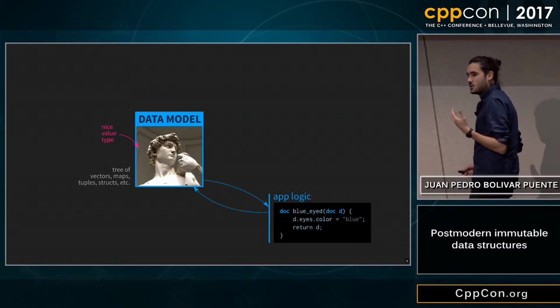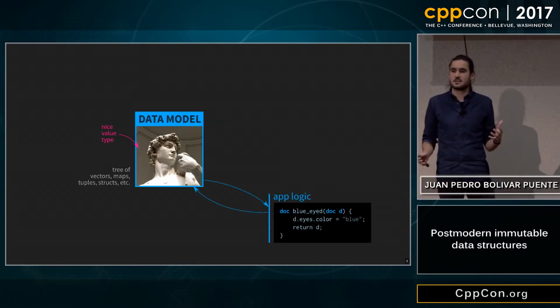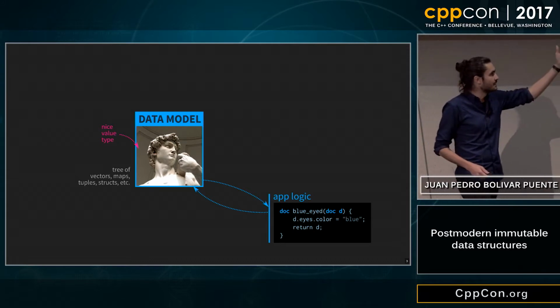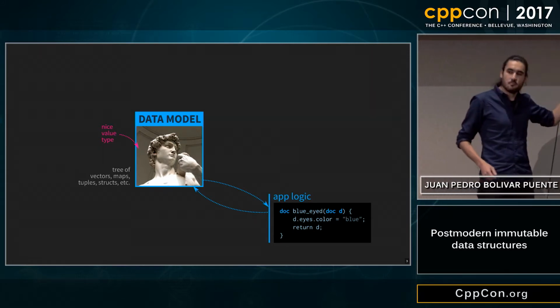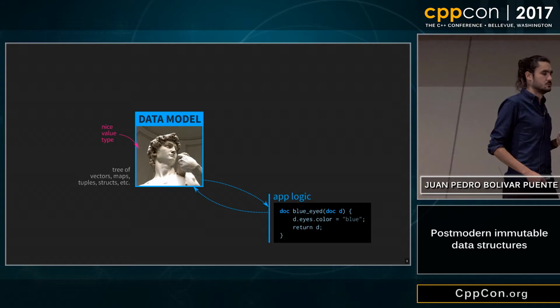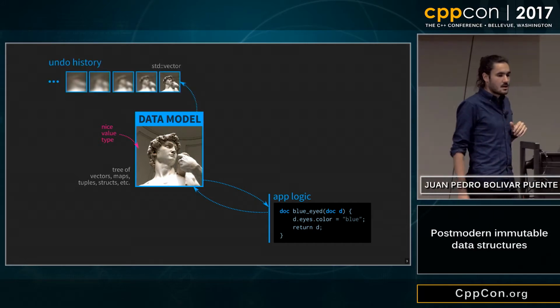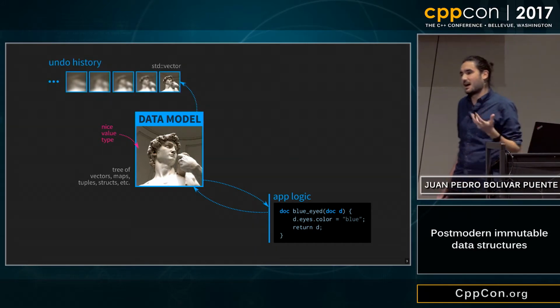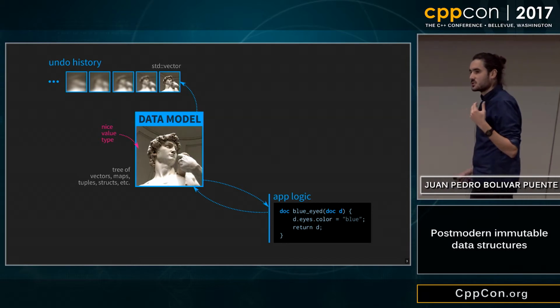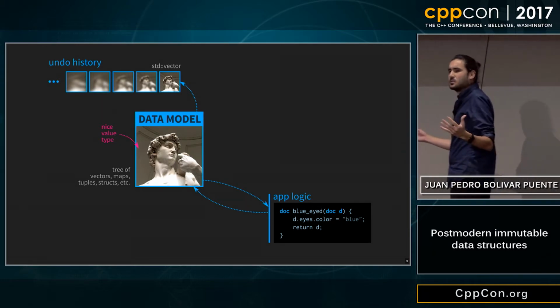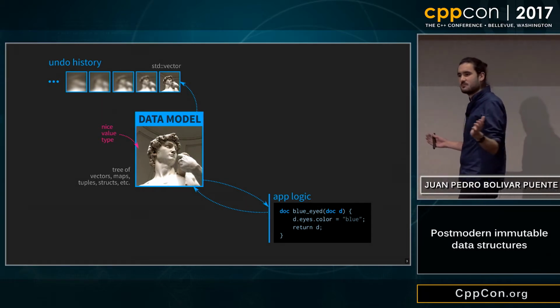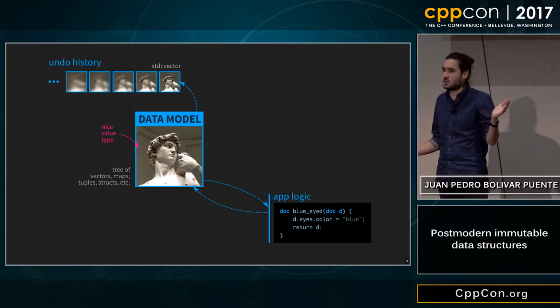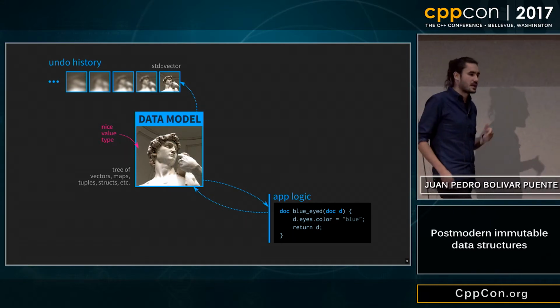Now, the application logic in this software will be pure functions, functions that take a document as value and then produce another document as a value, right? And one of the very often advertised advantages of such an architecture is that then, for example, implementing undo becomes trivial. We just keep the previous states in a vector or in some collection, and we're done. We can now undo.